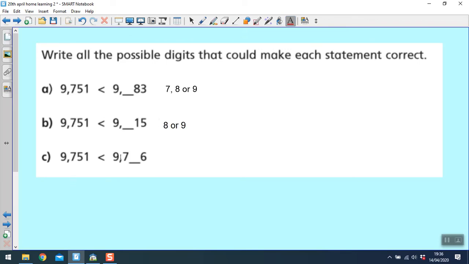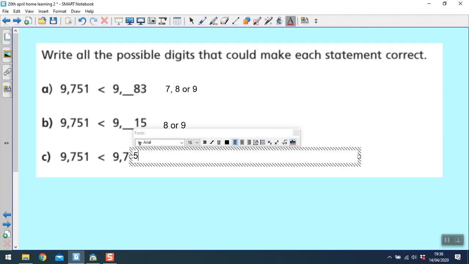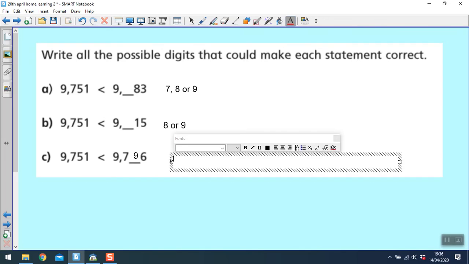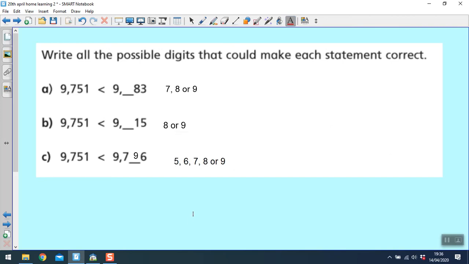And here it's got 9 7, but that's a 5. So it's got to be bigger than 51 at the end. So I could have 56, I could have 66, 76, 86 or 96. So I could have 5, 6, 7, 8 or a 9 in there, and the second number would be bigger than the first number.